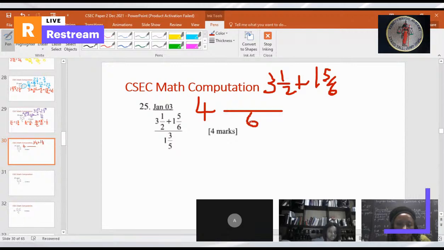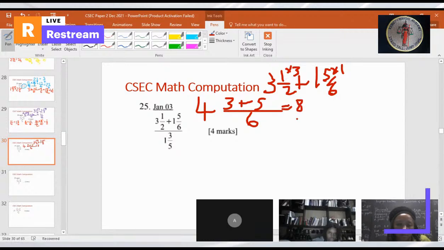So 2 into 6 goes 3 times. And 3 times 1 is 3. And 6 into 6 goes 1 time. And 1 times 5 is 5. So 3 plus 5 is 8 over 6.